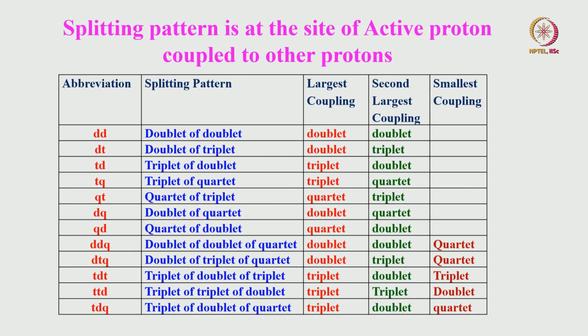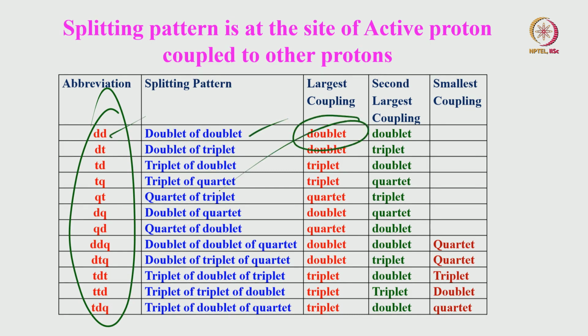So, basically remember, if you consider the splitting pattern at the active site of any proton coupled to other groups of protons, the normal abbreviation we use in NMR is DD, meaning doublet of doublets. When you say doublet of doublets, the largest coupling is a doublet, and the second largest coupling, in this case there are only 2, is also a doublet. If I consider DT as the nomenclature for the pattern, the first, largest coupling is a doublet, and the second coupling is a triplet.